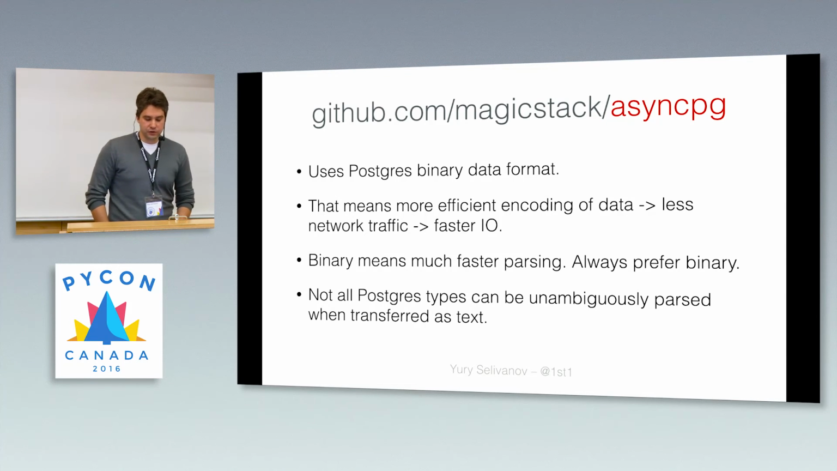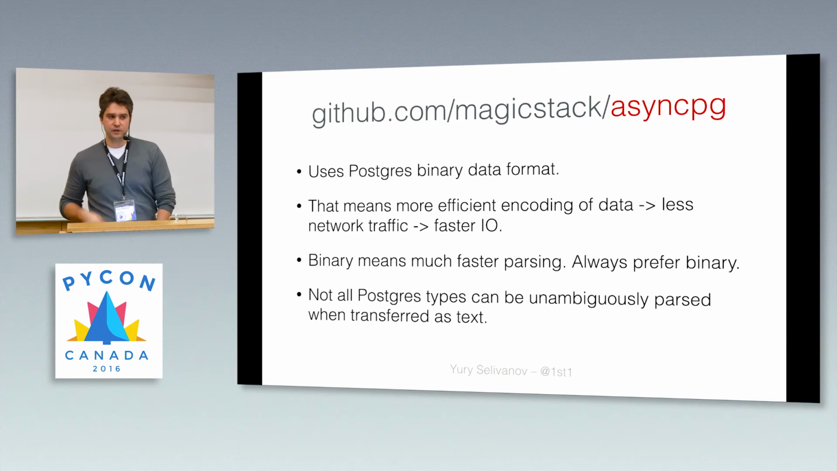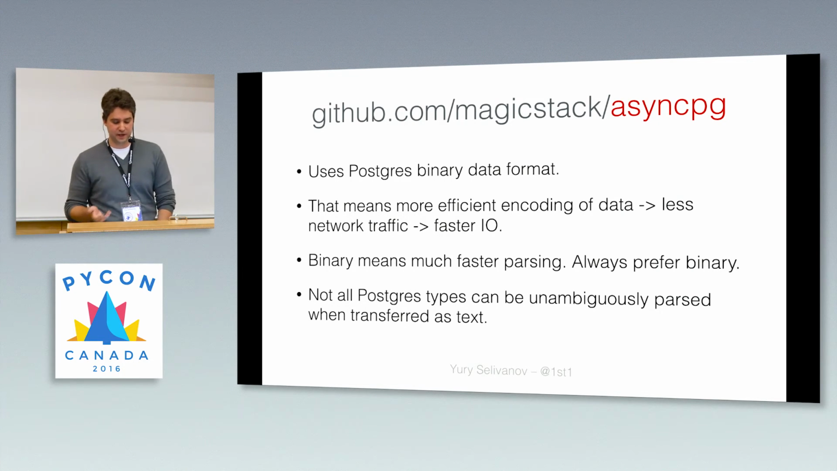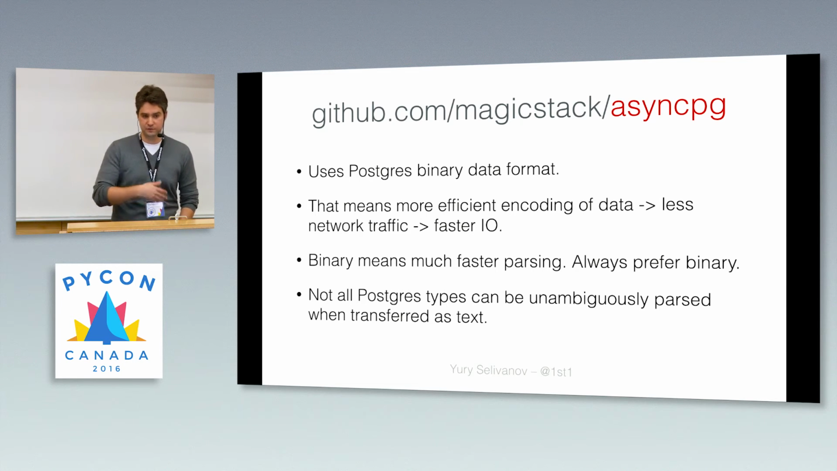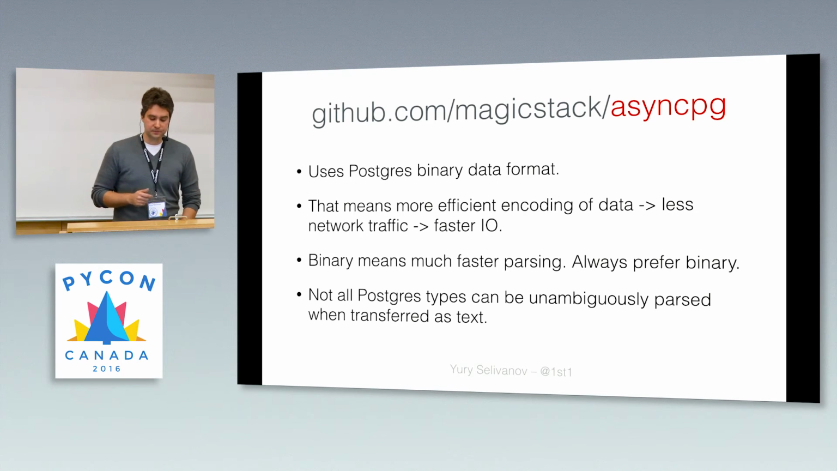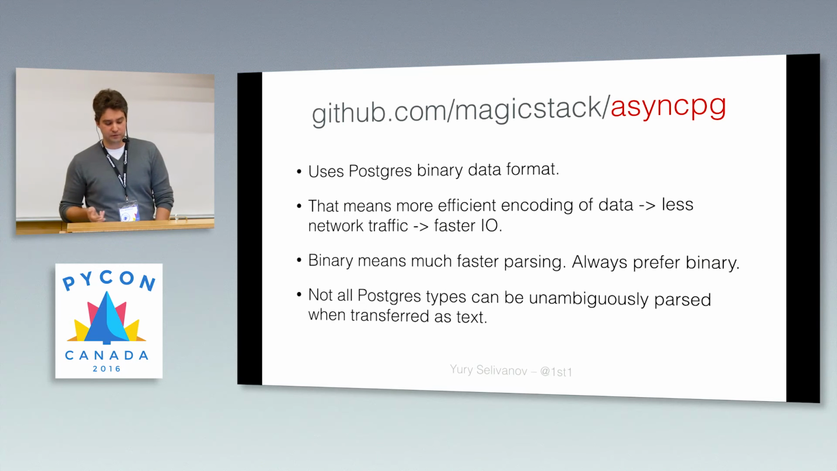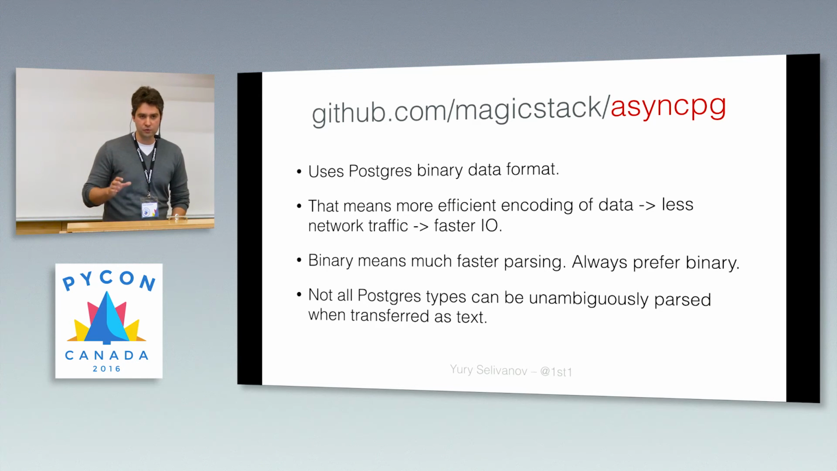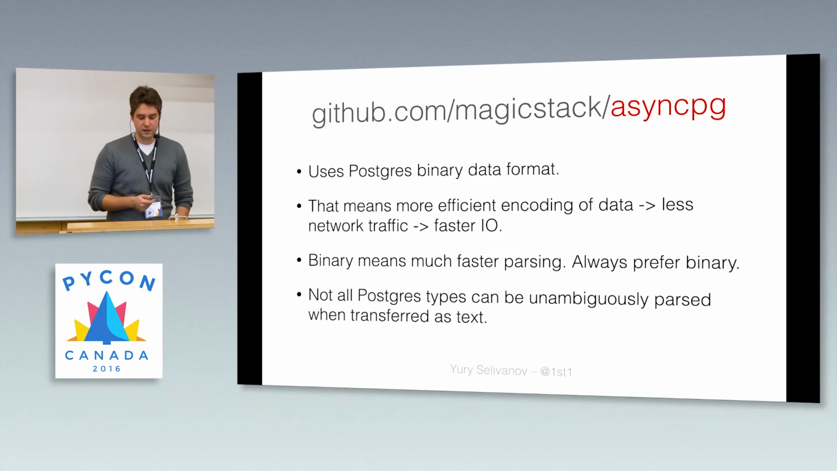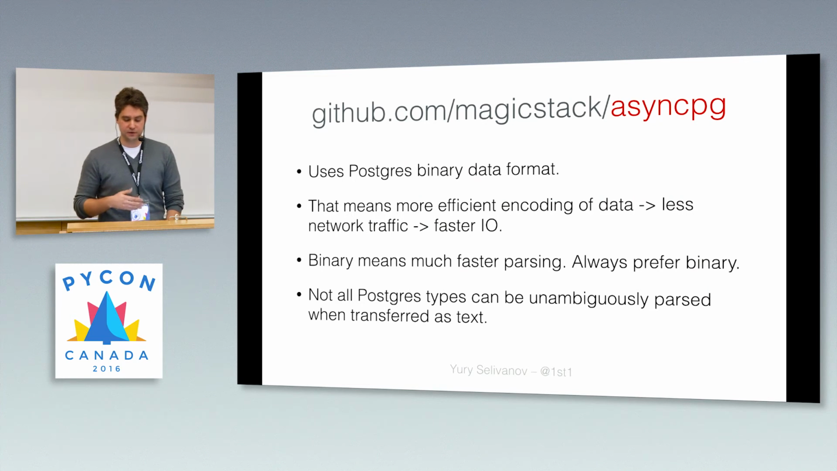So AsyncPG, first of all, uses a binary data format. If you are implementing a protocol and you have two options, a text protocol and a binary protocol, always go for binary because it's less data, which means less traffic, which means faster I/O. And usually you can parse binary protocols much faster and much more reliably, by the way, as well. And speaking of reliability, not all Postgres types can actually be unambiguously parsed when they are transmitted as text, but all of them can be if they are transmitted as binary. So always choose binary if you can.